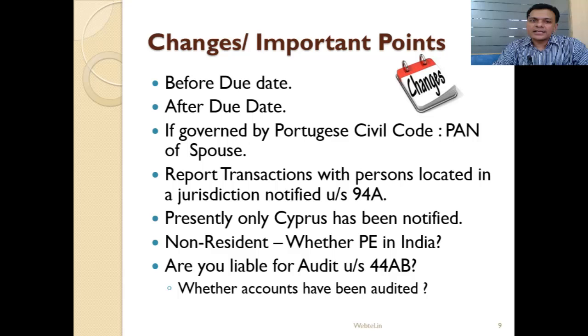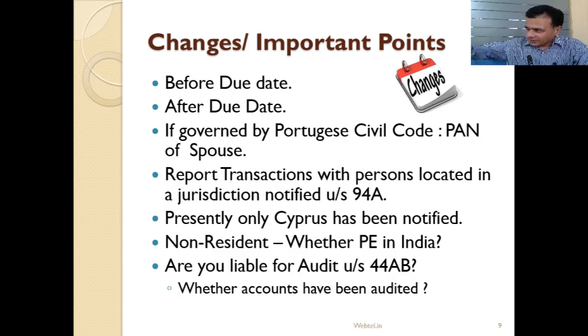Then if a person is governed by Portuguese Civil Code, then in that case the PAN of the spouse is to be given. Then also there are some notified jurisdictions, and if there are transactions with them, the income tax department now wants details of such transactions, and these have to be reported under section 94A. There is a specific column where you have to give information about this, and please note that presently only Cyprus has been notified for this purpose. So if you have any transaction with a resident of or national of Cyprus, then all these transactions need to be reported in this section.